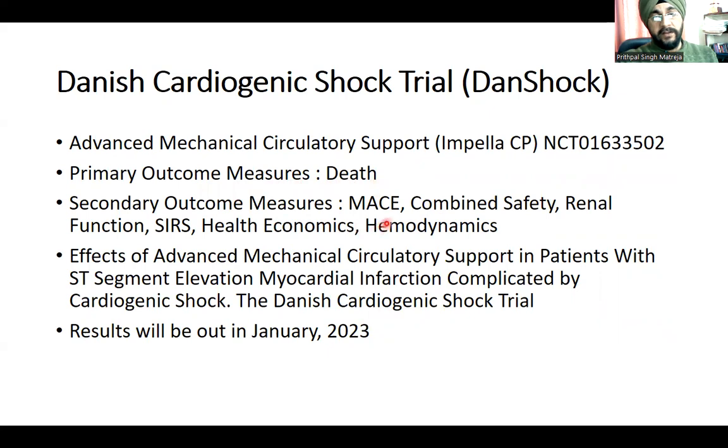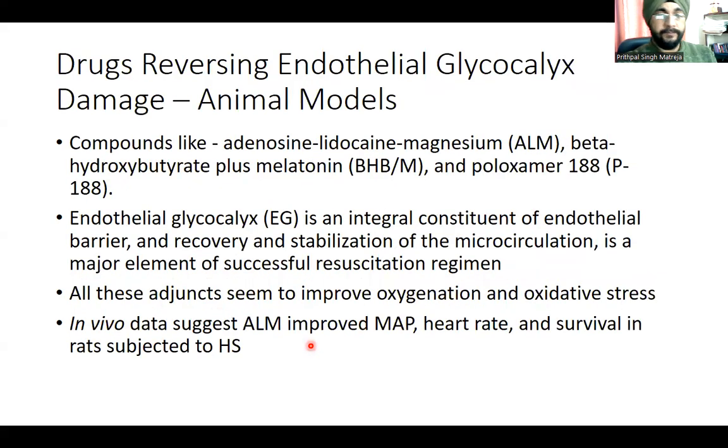The secondary outcomes are MACE, mortality associated with cardiovascular events, combined safety, renal function, systemic immune inflammatory response, health economics, and hemodynamics. And what they are trying to do is study a particular subgroup of patients who have ST segment elevation myocardial infarction complicated by cardiogenic shock. And we hope that these results will be out somewhere in January 2023.